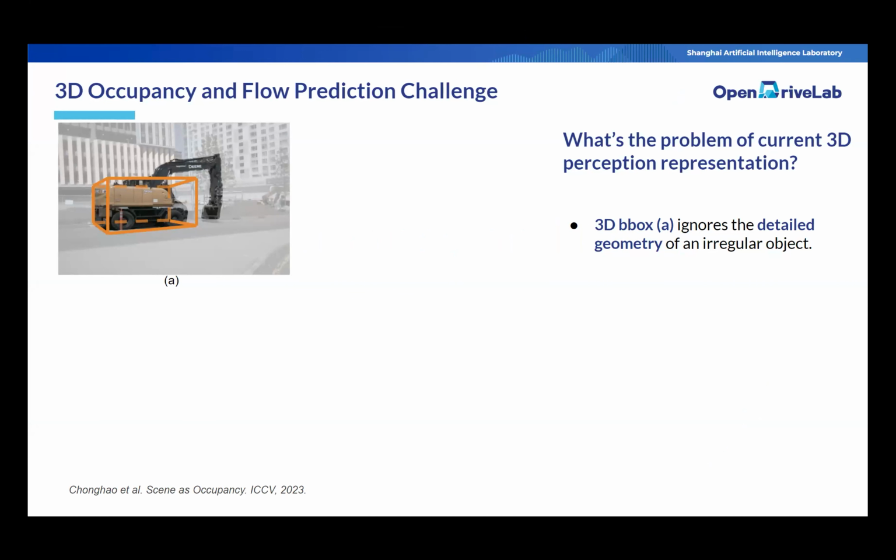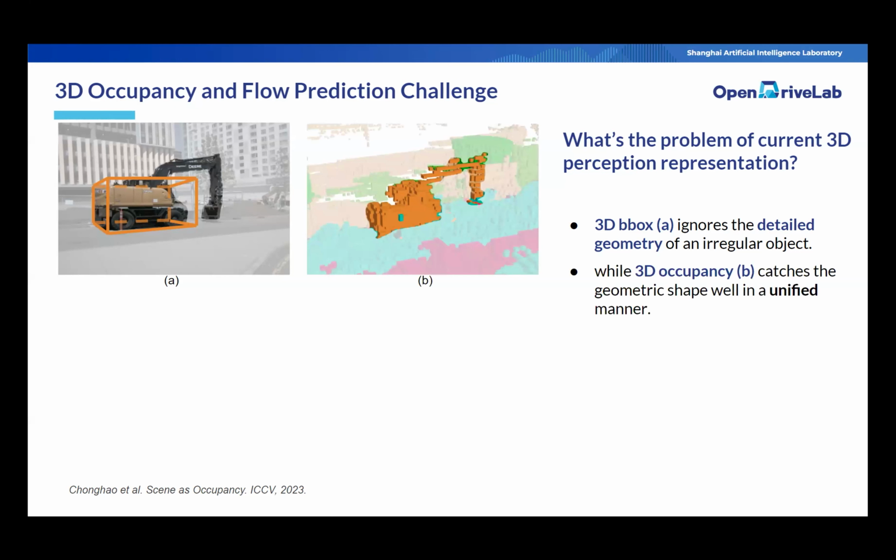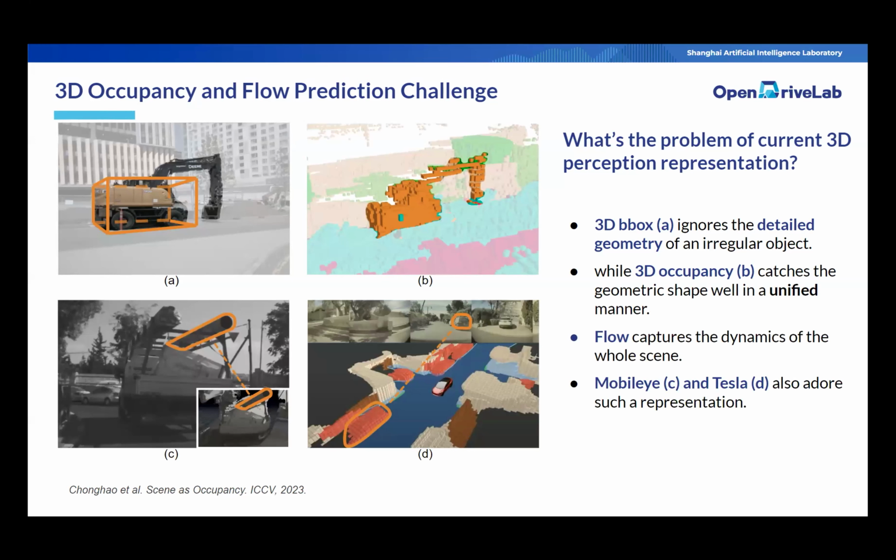So for 3D occupancy, the motivation of introducing this task is the problem of the currently commonly used 3D representations, like the 3D bounding boxes. The 3D bounding boxes closely represent the geometry shapes and the position of the objects in the scene. However, they easily ignore the fine-grained and detailed geometry shapes of irregular objects or open-world objects. Instead, 3D occupancy greatly captures the geometry shapes in a unified manner by representing the objects in the scene as a set of voxels, whether occupied or not. As a complementary representation, flow also captures the dynamics of the whole scene, that is a vector for each voxel. And occupancy and flow have also been integrated in commercial solutions like Mobileye and Tesla.